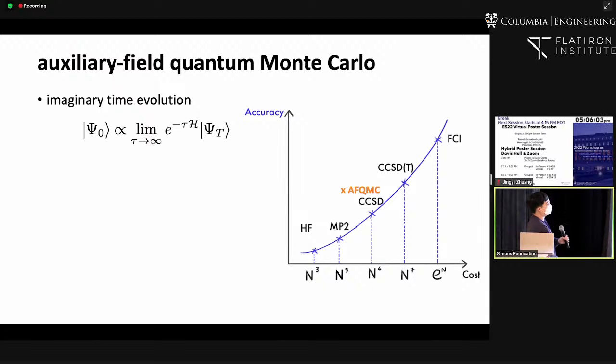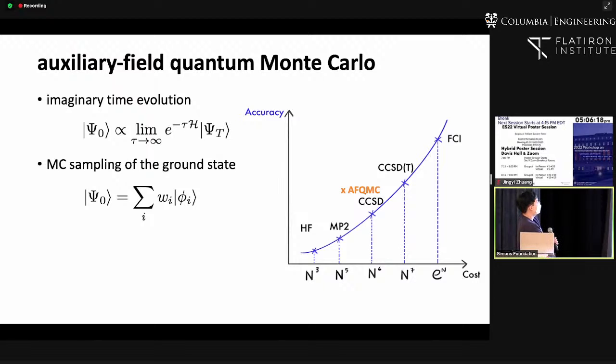But of course, if you do it as written here, its cost is actually exponential scaling in system size. It's exact, but you're not doing any better than FCI, which, like I said, can only do maybe 2 heavy atoms at most. So you can play some tricks. You can sample the ground state through some Monte Carlo procedure.